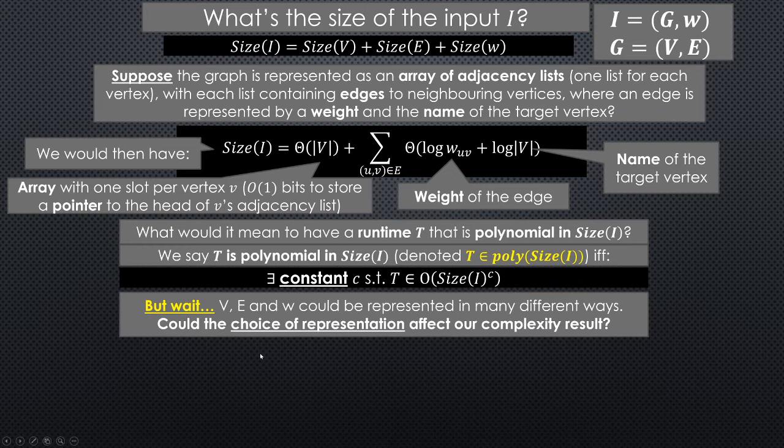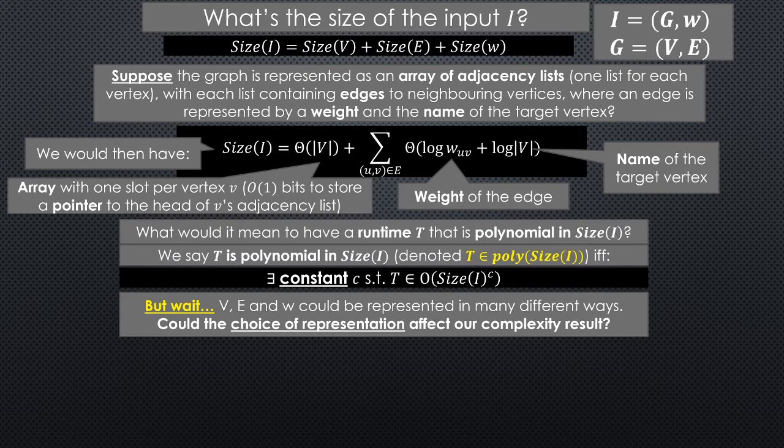Okay, but wait, the size of I depends pretty heavily on how we represent the input, right? The vertices and the edges and the weights could be represented in tons of different ways. We might have adjacency lists, adjacency matrices. Is it the unit cost model, where we assume that our weights can be written down in a single word of memory so that accessing them takes O of 1 time and they're stored in O of 1 space? Or should we not be using the unit cost model, and these weights should take log of w(u,v) space and take log of w(u,v) time to access? The choice of representation of the input might end up affecting our complexity result.